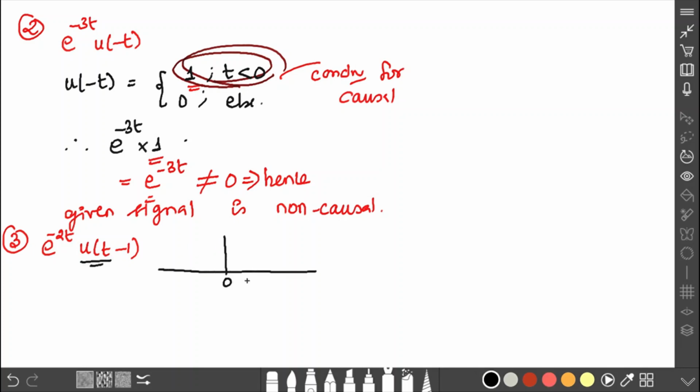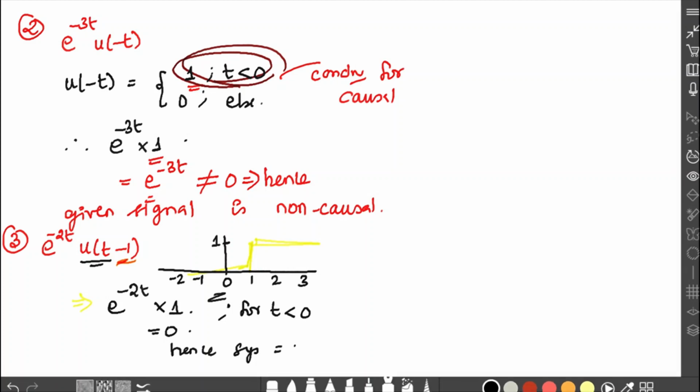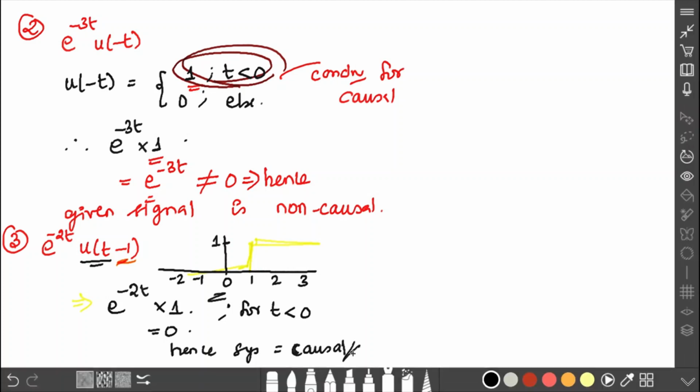Next one is e power minus 2t u of t minus 1. So u of t minus 1 you have to find. You have to shift the signal by 1 to the right. So the signal becomes a value of 1 for t greater than 1. That is, this is a unit step signal which has a shift of t minus 1. When you substitute the condition from the figure itself, you can see that for t less than 0 it is 0. So when you multiply, it is equal to 0. Hence the signal is said to be a causal signal.